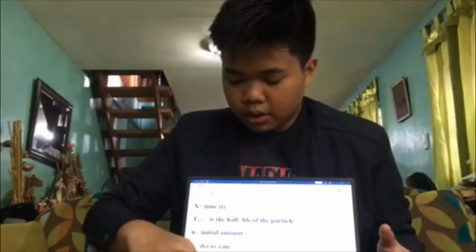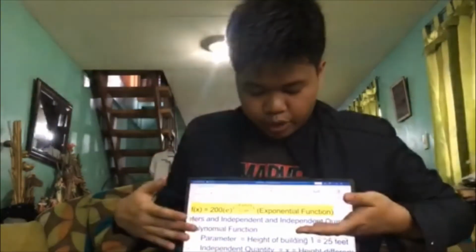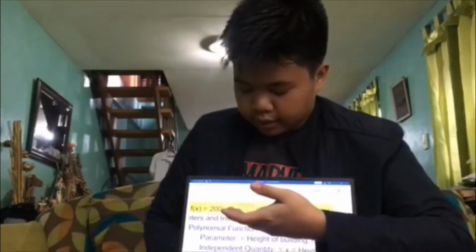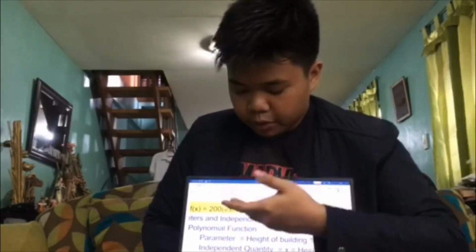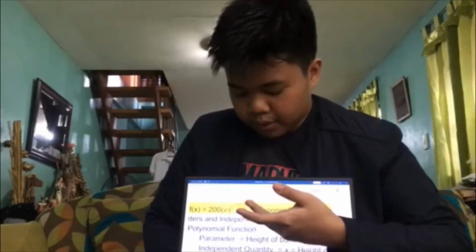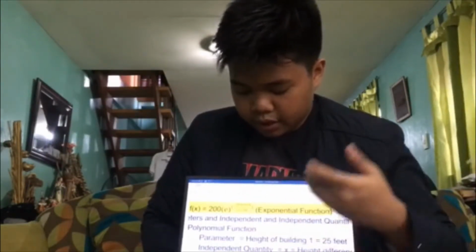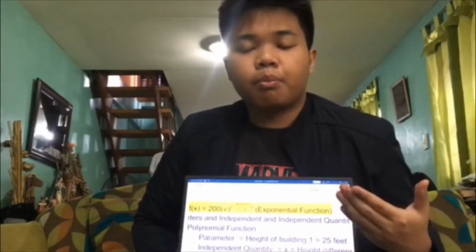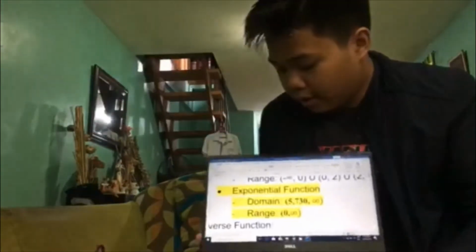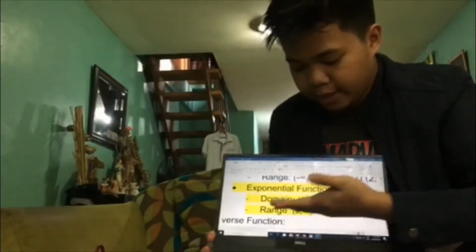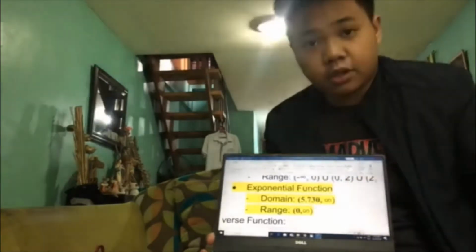Now, by adding the values, this is the equation: 200e raised to negative 0.693 x over 5,730. This is our radioactive decay for a carbon-14 particle. So for the domain and range of our exponential function, the domain is 5,730 to positive infinity.